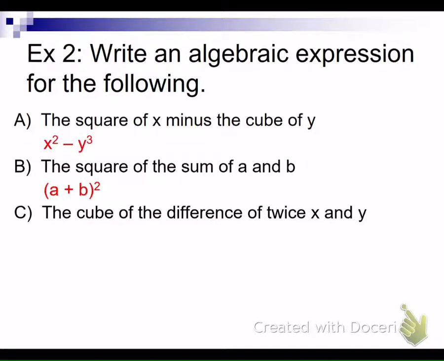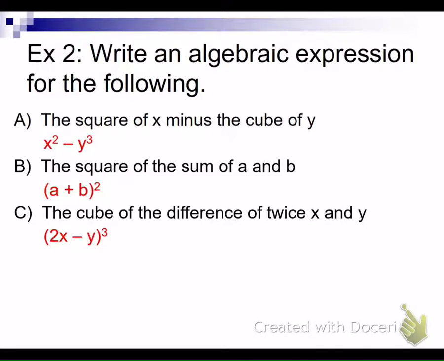The cube of the difference of twice x and y. So, parentheses 2x minus y, parentheses to the third. Perfect. Good. See how it says and in between the twice x and y? So that's kind of where the minus sign's going to go. And by kind of, I mean it is. Okay?